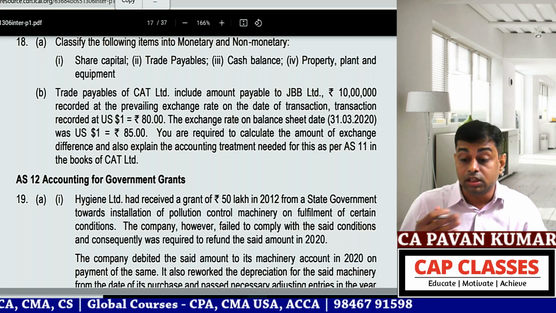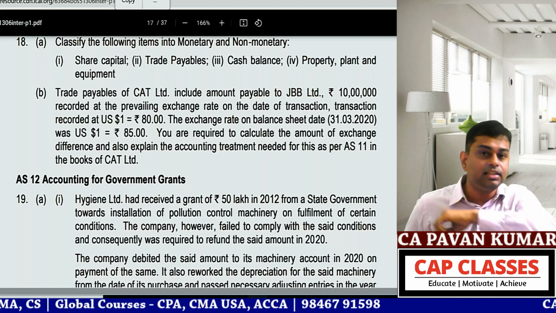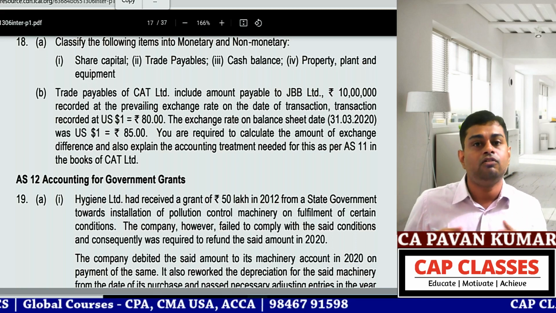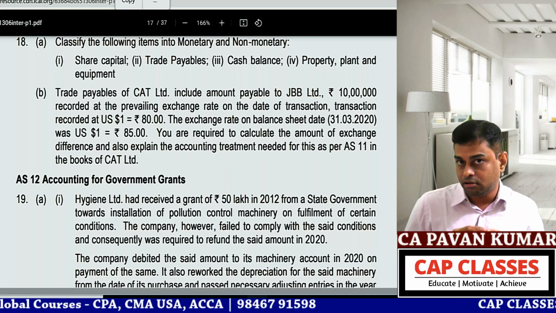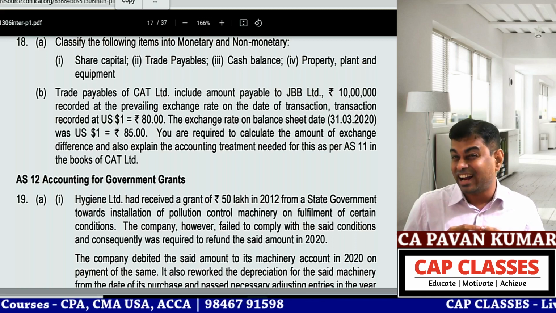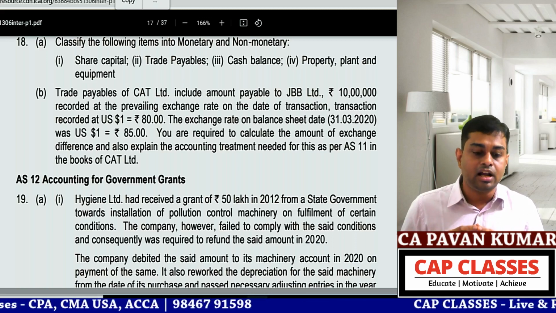COVID protocol, if you are sneezing, don't do like this, do like this. World Health Organization is telling you to follow. Okay, sir, but you are only in a studio where no one is there, sir. But habit should be habit, beta.